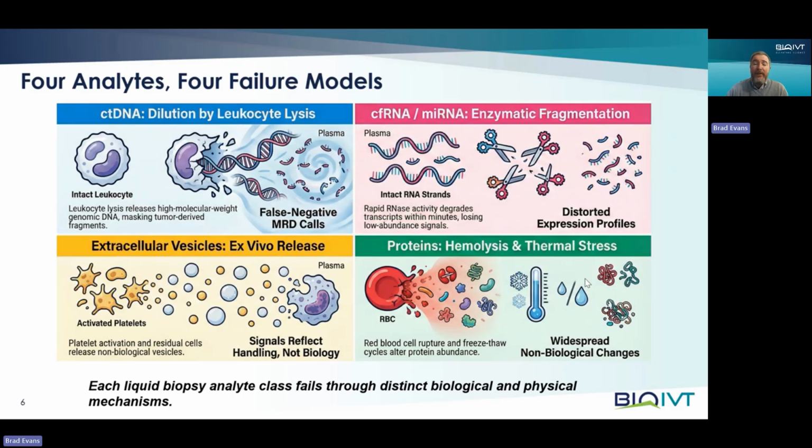interpretation. Extracellular vesicles are intact lipid-bound particles. They can be artificially released after collection by platelet or leukocyte activation, which can create vesicle populations that do not reflect in vivo biology. Proteins have their own vulnerabilities. They can be cleaved by proteases, lose post-translational modifications, or dissociate from complexes during handling. So when a protocol is described as optimized, the real question is optimized for which analyte, because they do not share the same stability rules. And the first place these pathways start to diverge is at the collection tube.